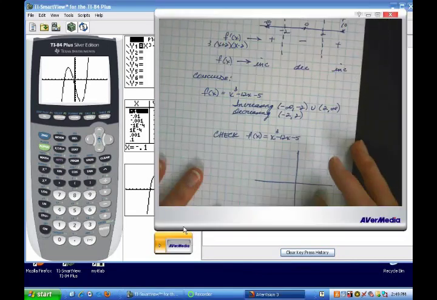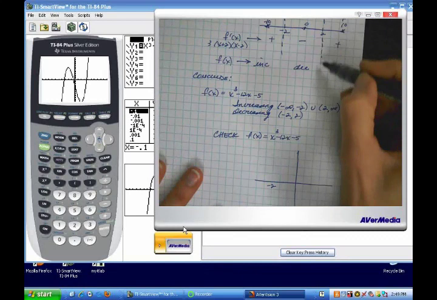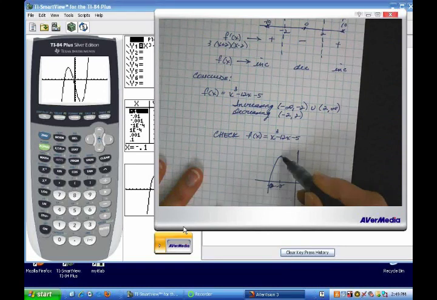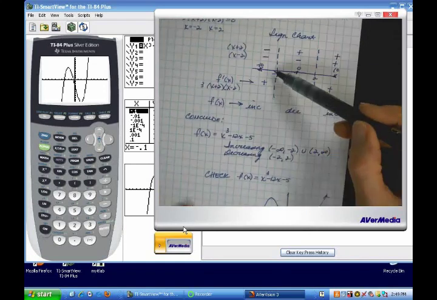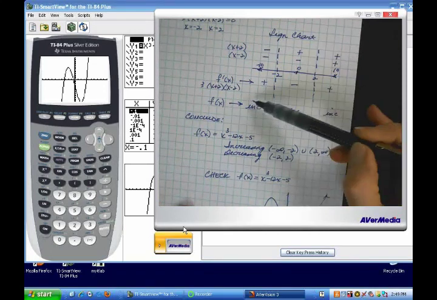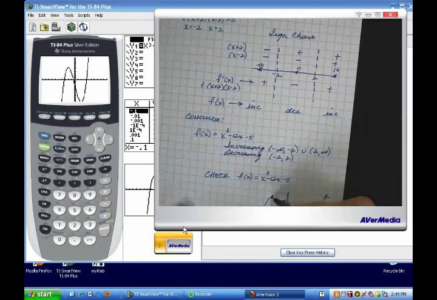So going back to the camera, I'm even going to try to line this up with my sign chart. This is my negative 2, and this is my positive 2, right here and here. Then this went up, came back down, and went back up. So it was increasing, then decreasing, and then increasing. So even on your sign chart, your function's increasing, then decreasing, then increasing, so that it had a local max and a local min.